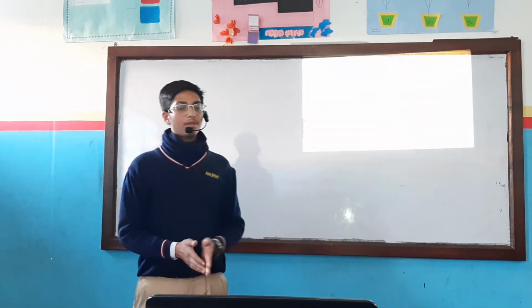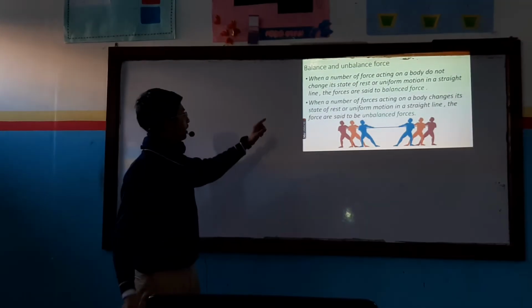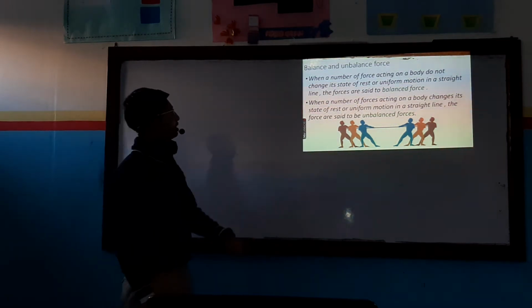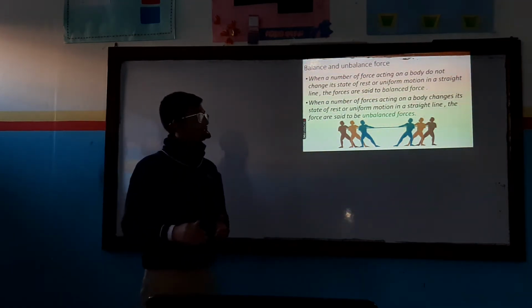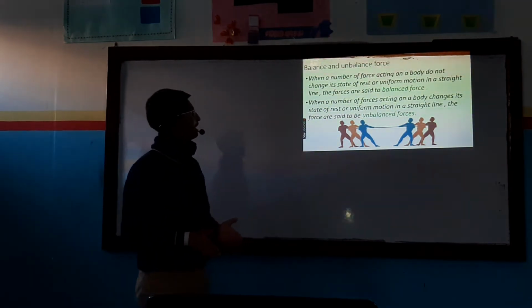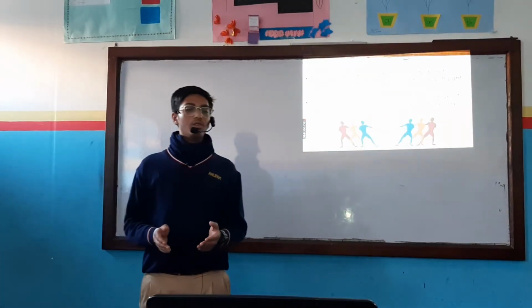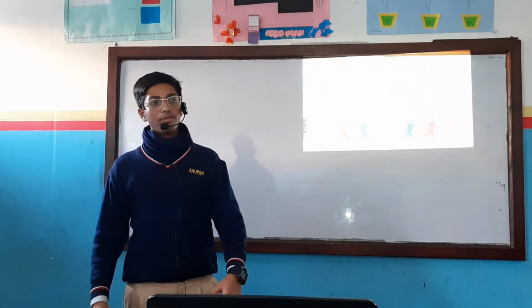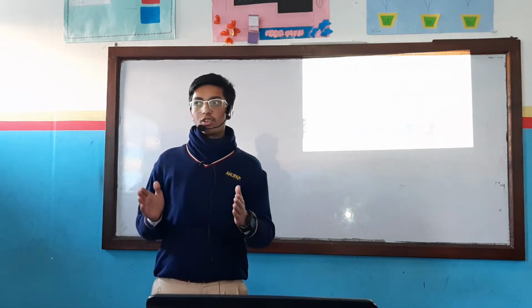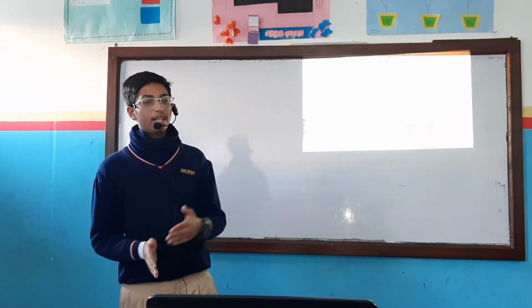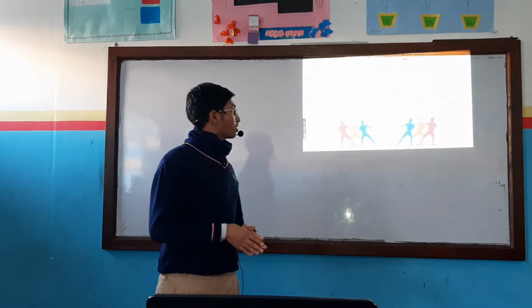And there are two types of force. Force is classified as balanced and unbalanced force. The force in which the forces acting on a body do not change its state of rest or uniform motion in a straight line is called balanced force. As you all know, there is a game of pulling a rope between two teams. When the rope stays in the middle, we can say it's a balanced force.